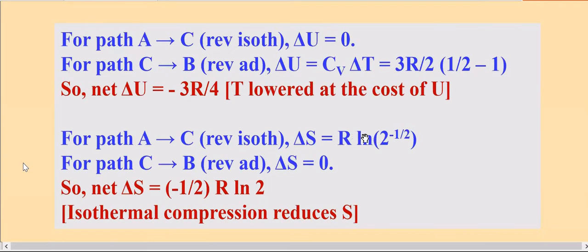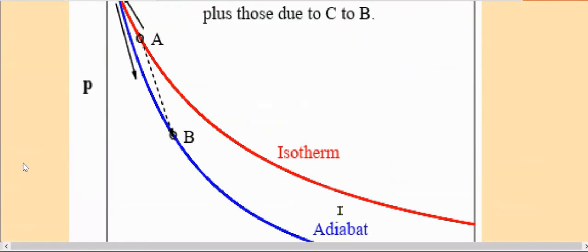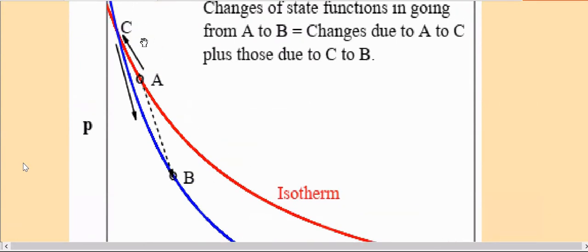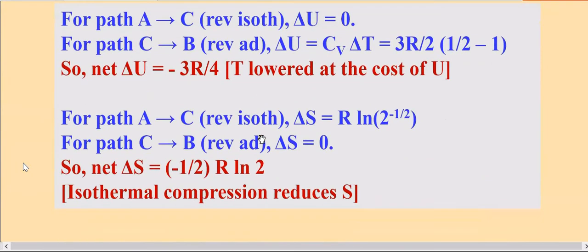So delta S is this. And for path C to B, this is the reversible adiabat, so naturally delta S is 0. So net delta S is, from here, minus R ln 2. So isothermal compression reduces S, because entropy does not change along the adiabatic path. It is here that this compression makes the entropy change negative.